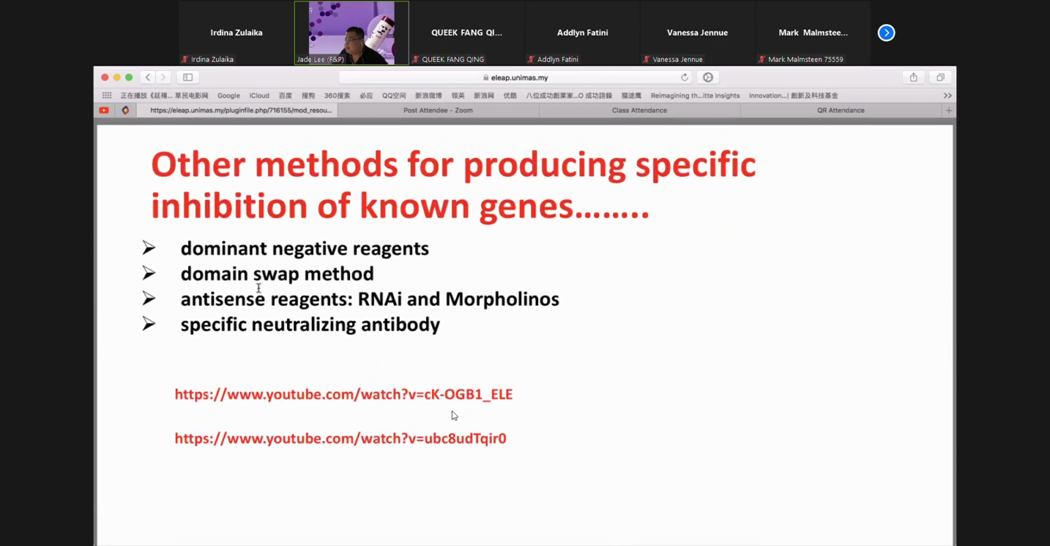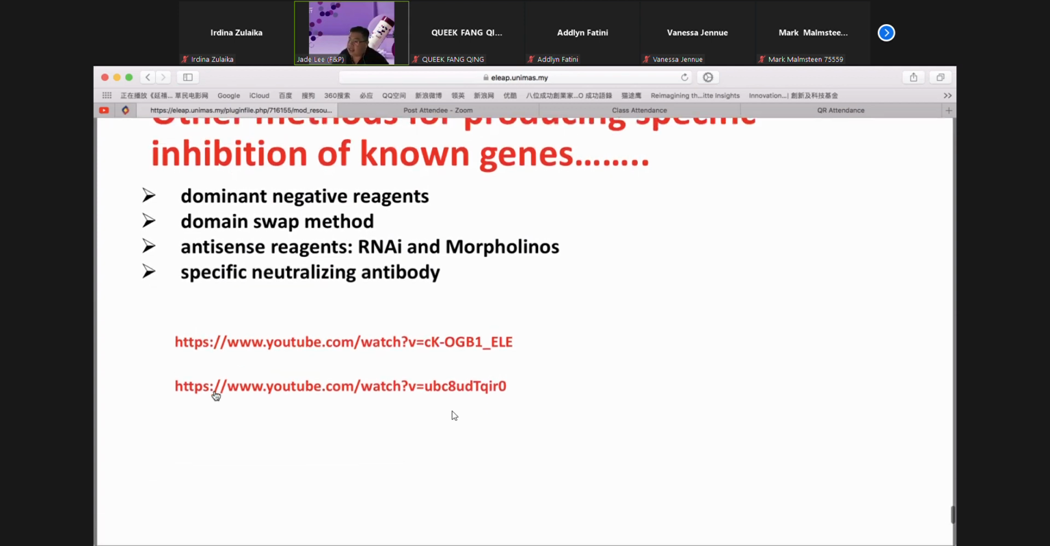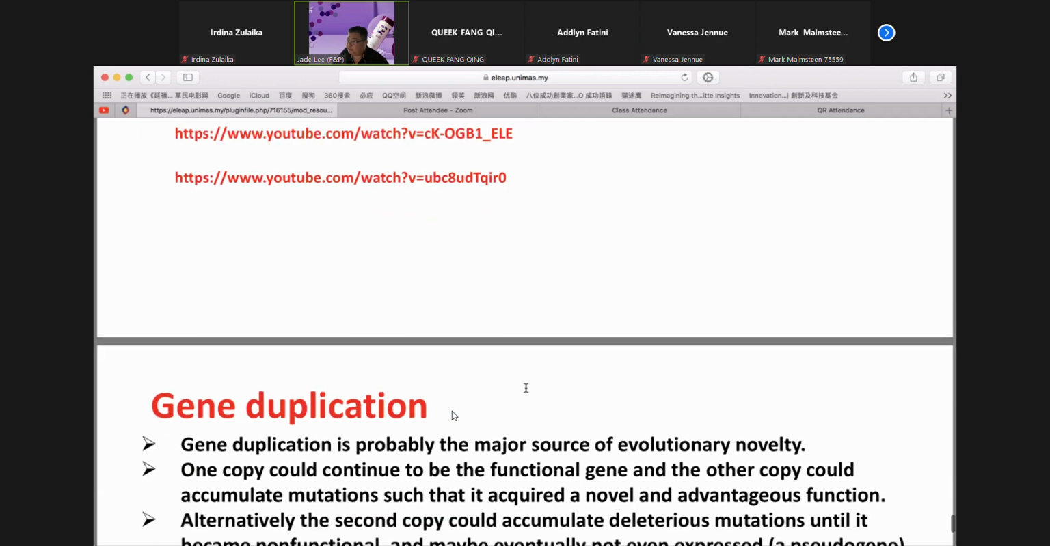And other methods of producing specific inhibitions of the knockout, contohnya dominant negative reagent. Kita boleh gunakan domain swap method, antisense like RNAi or morpholinos. Like me, I use a lot of morpholinos to knock out the gene. We have the specific neutralizing antibody, pun boleh gunakan juga. Dan kalau kamu nak baca dengan lebih, then you go to YouTube lah. These are two YouTube movies that you may watch to look at how the inhibitions of the gene can be done.